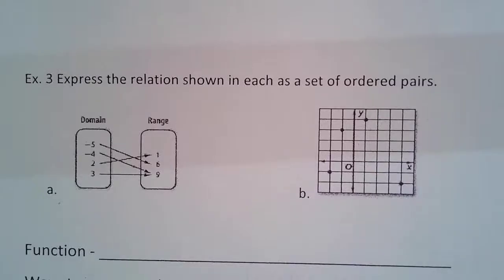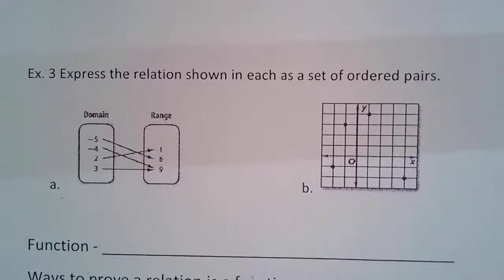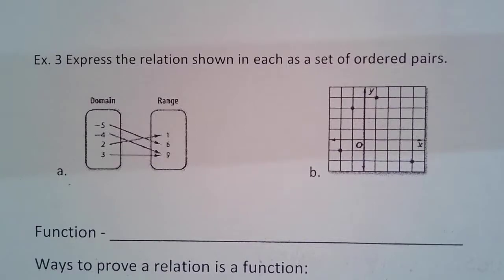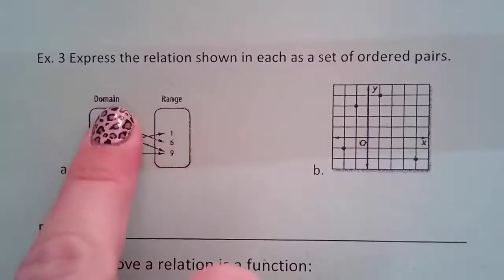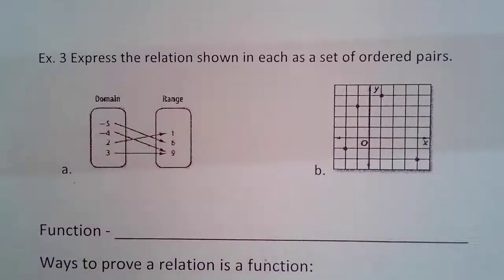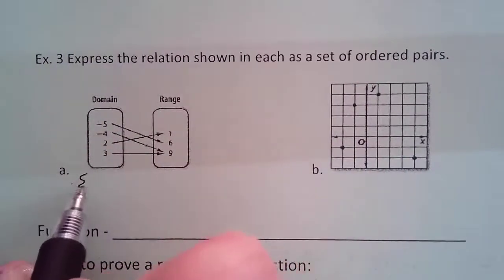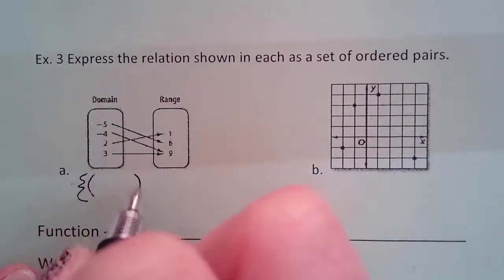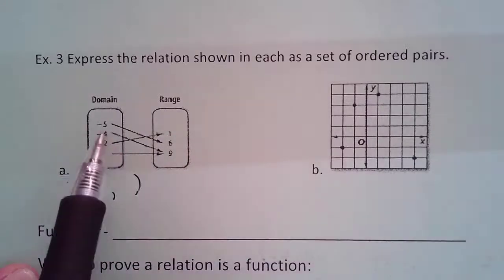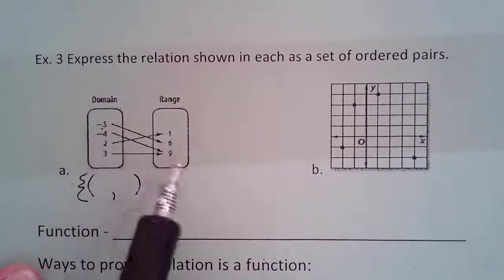So on page 2, the first part says express the relation shown in each set of ordered pairs. Okay, so we have a mapping diagram. We want to show this as ordered pairs. So let's open our squiggly brackets, and we're writing a set of ordered pairs. So the first ordered pair is what? -5, comma, 6.